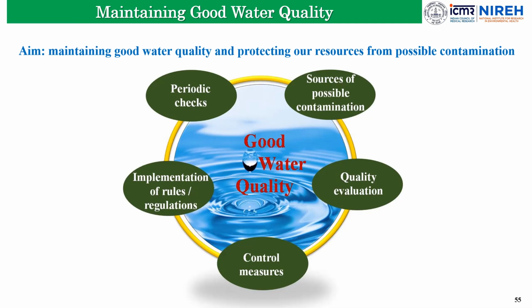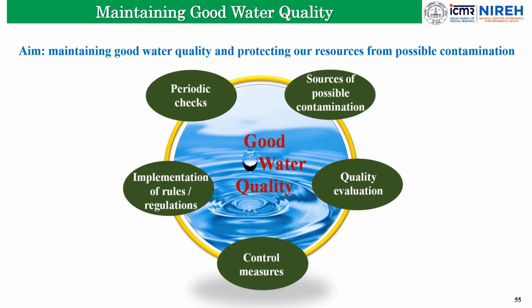Then there are some control measures. If you have identified the source of possible contamination, and if you have seen that quality is degraded, then you have to adopt some control measures. If it is in your hand, you can directly adopt some measures. Otherwise, you can inform the authorities, the government authorities, municipal authorities, that there is some issue, and then they have to look into it. So control measures are very much important.